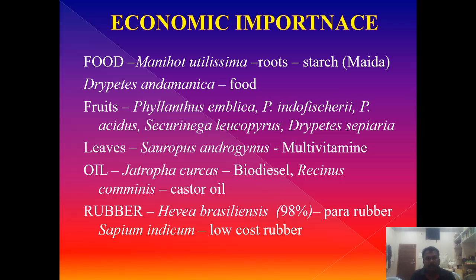Jatropha curcas seeds produce oil; biodiesel is extracted from the seeds of Jatropha curcas, and castor oil is obtained from Ricinus communis. About 98% of rubber is obtained from Euphorbiaceae, commonly known as para rubber. Low cost rubber is also obtained from Sapium indicum.